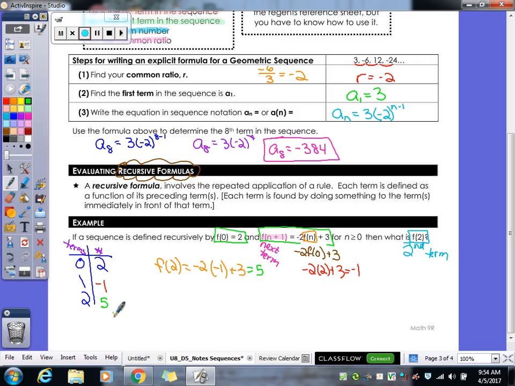So again, that's the tricky part of the recursive. It's always telling you to go to the next term or the previous term, and you have to be able to read that notation to go along with it. N plus 1 is next term. Plus 3 equals 5. Yeah, equals 5.